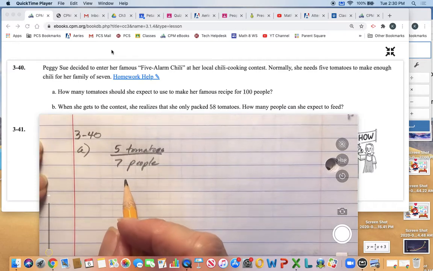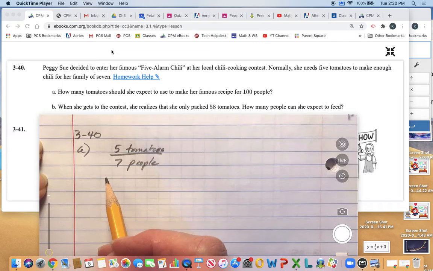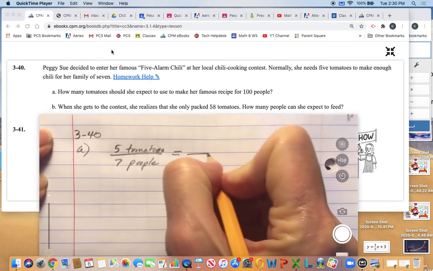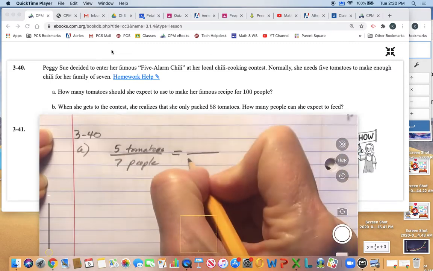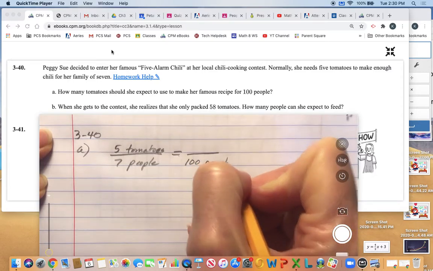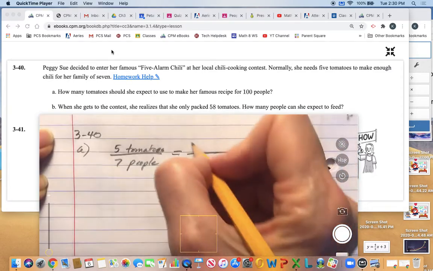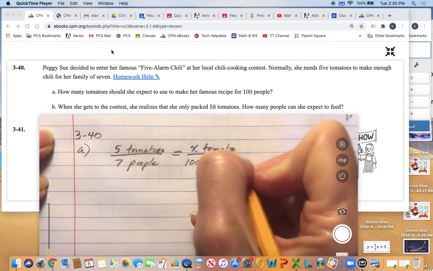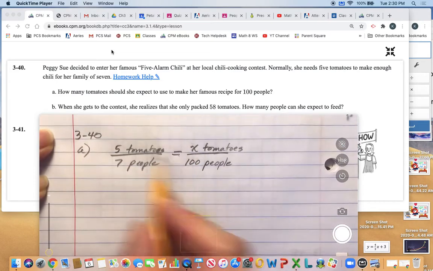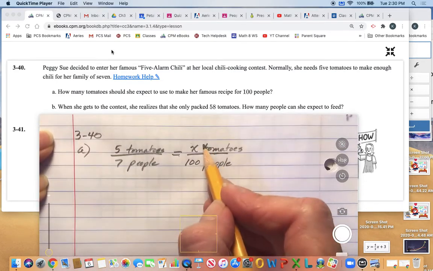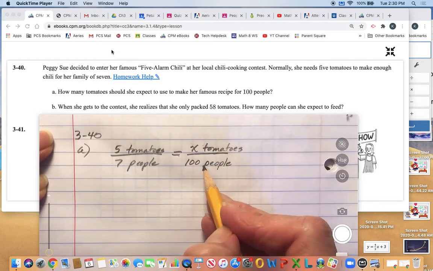All right, but the problem that she has is she's going to need to make a recipe for 100 people. And so we need to make a ratio that matches up with this. So 100 people, and we don't know how many tomatoes, so we'll use X. So this is how we set up the proportion for A. 5 tomatoes to 7 people, X number of tomatoes for 100 people.